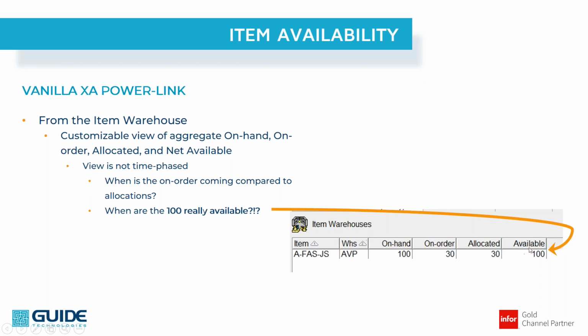Customer service is going to look at this and say, well, I have 100. Well, the smart ones would say, wait a second. I know I have 100 on hand, but I've got something going on here with on orders and allocations, right? So before I tell the customer I have 100 available, I better do some digging to find out when they are really going to be available.